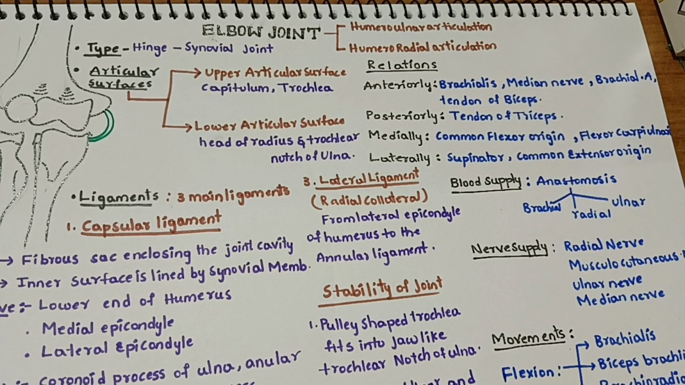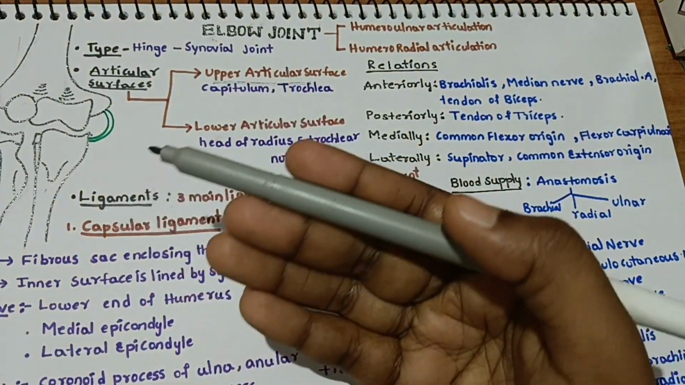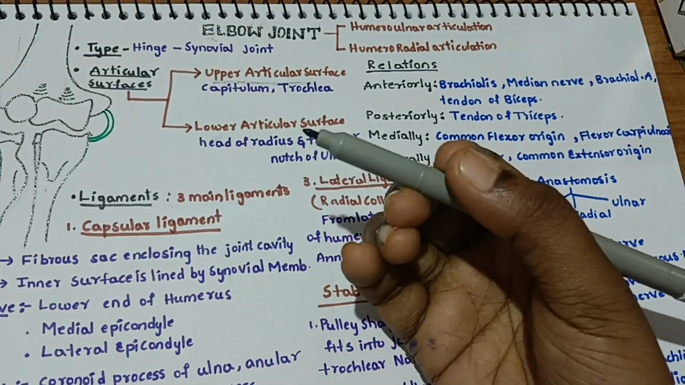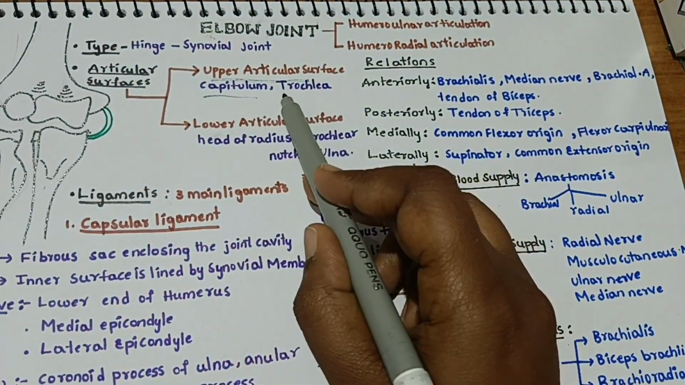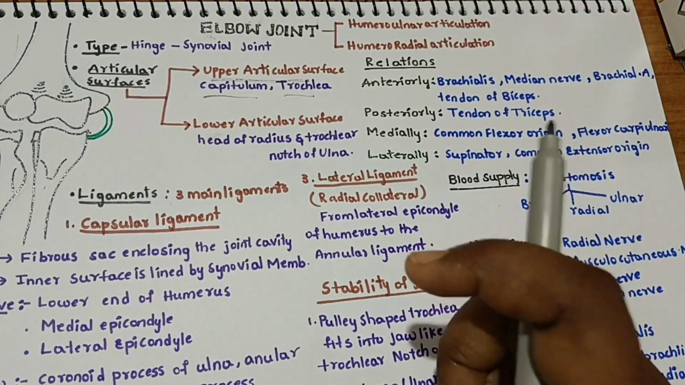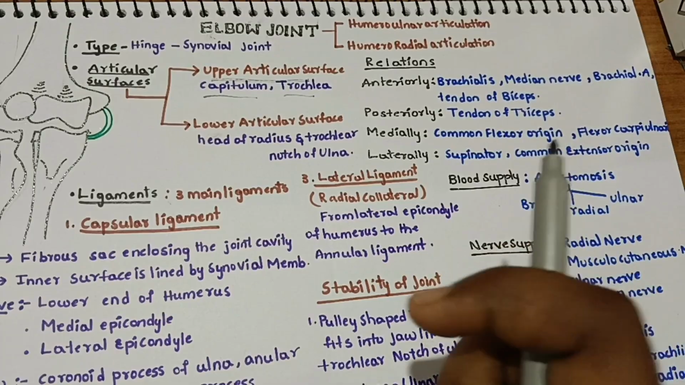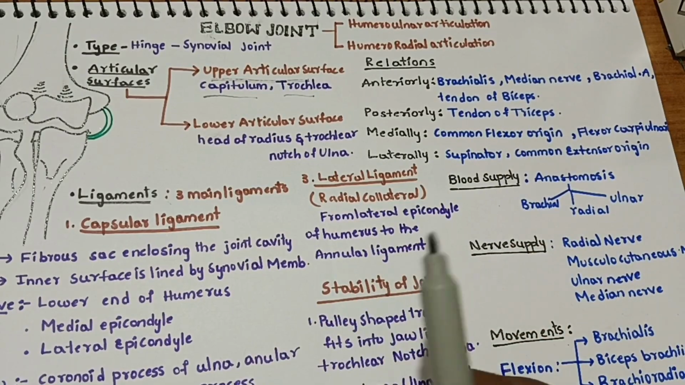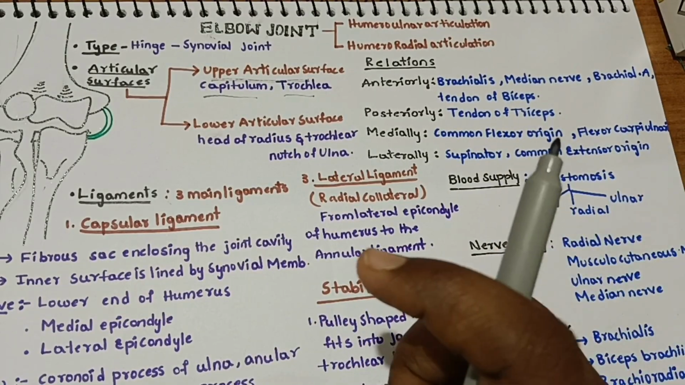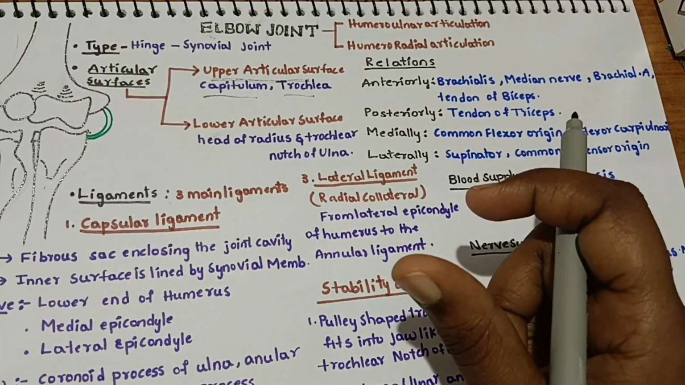What are the articular surfaces? The articular surfaces are divided into upper articular surfaces and lower articular surfaces. The upper articular surfaces are formed by the lower end of the humerus, containing the capitulum and the trochlea. The trochlea is presented medially whereas the capitulum is presented laterally. So the upper articular surface is formed by the capitulum and trochlea of the lower end of the humerus.